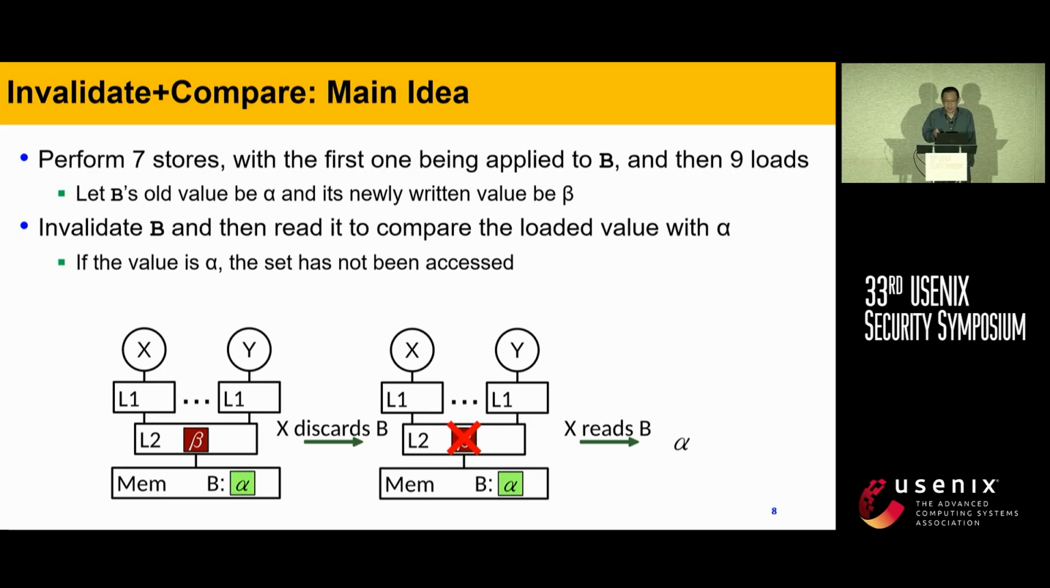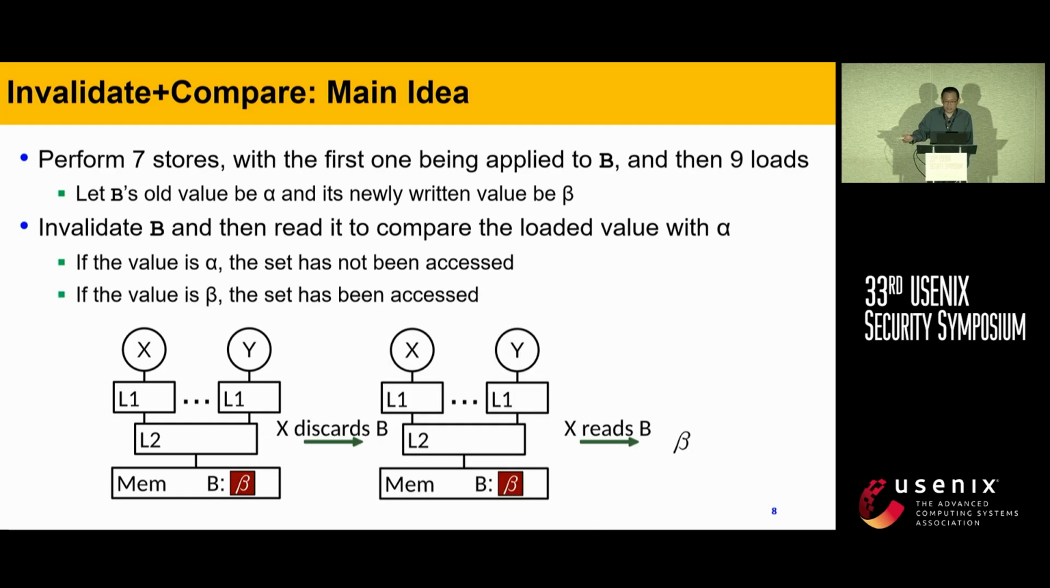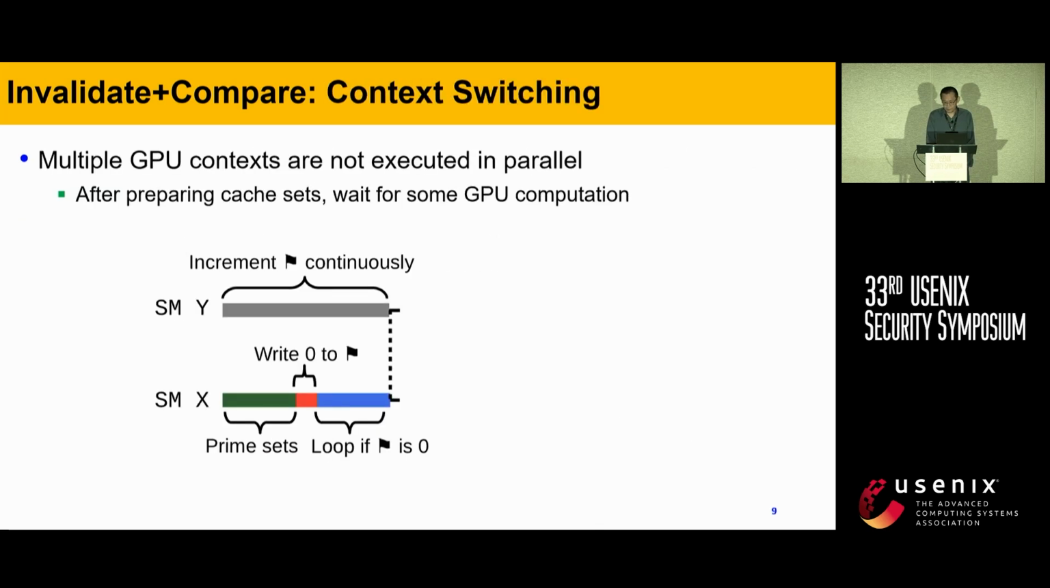If the specific cache set has not been accessed by any other running GPU program, we will get the original value alpha back. Otherwise, access to this cache set will evict the dirty cache line corresponding to B, and we will get the new value back when B is loaded from memory. So this primitive allows us to check if a cache set is accessed or not in a timer-free manner. However, to effectively use this primitive in practice, several challenges need to be addressed first.